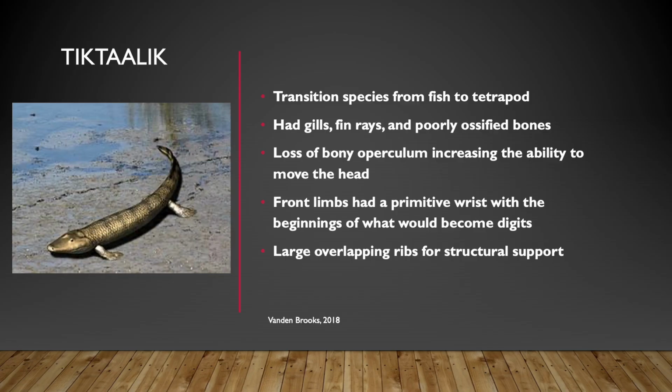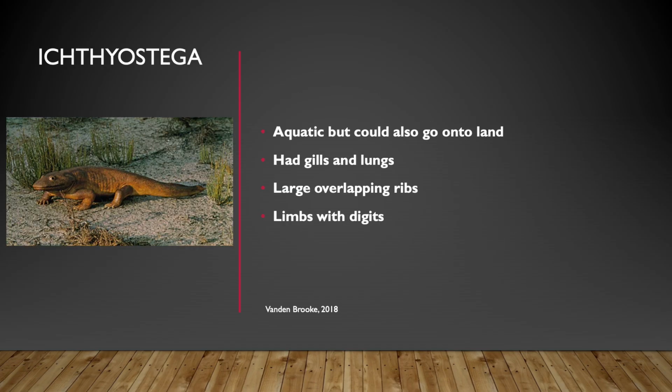Tiktaalik was a transition animal from the fish to the tetrapods. It still had gills, fin rays, and poorly ossified bones, but it had lost its bony operculum, which meant that it could move its head up and down and side to side, as mentioned before. Also aiding in raising itself out of the water was a primitive wrist in the front limb. These pectoral fins also had the beginning formations of what would become digits in future tetrapods. They also had large overlapping ribs, giving them structure and stability out of the water. They also had a jaw full of teeth to capture prey. Citation Vandenbroek 2018.